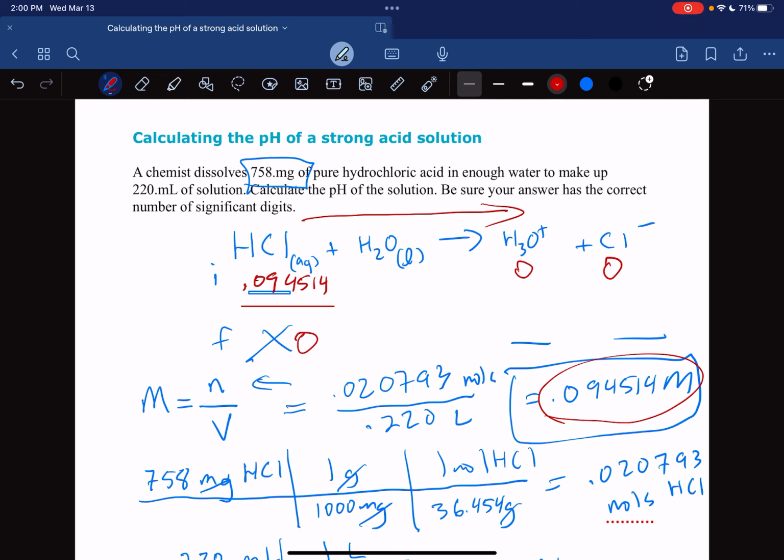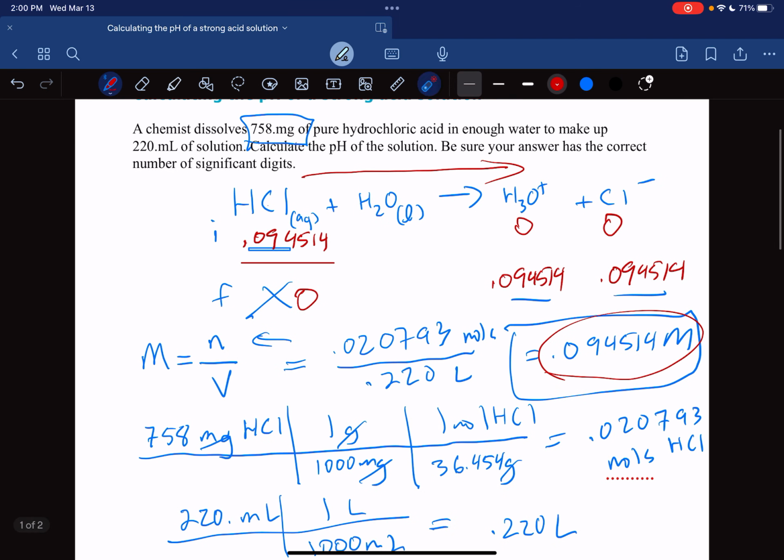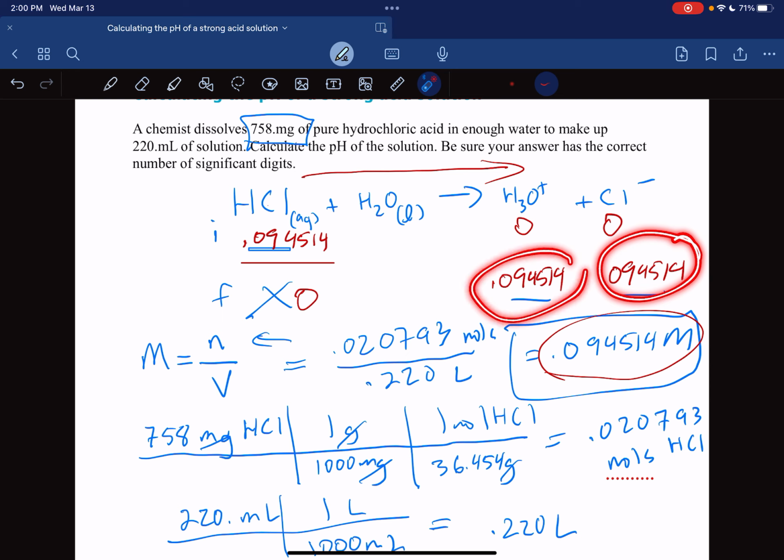Now, remember, the way this works is that for every one of this right here that I lose, I gain one of these, and I gain one of these. So for every 0.094514 of this that I lose, I will gain that same amount here and here. So if I want to, I can just put the numbers down below here and write 0.094514 and 0.094514 right here. Now, the truth is, both these numbers right here, these are the molarities at the end or at equilibrium of H3O plus and Cl minus.